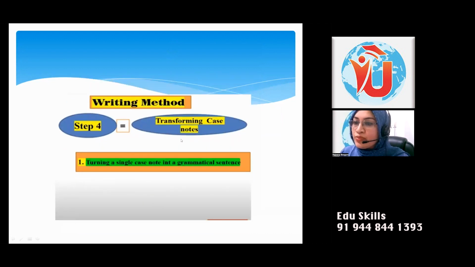Then step 4, transforming the case notes. Here it is the challenging part for the nurses. As friends, we all know that many of us studied in the Malayalam medium, and we are not very competent to write in very big sentences and all those things. So this is the little challenging part for us. That is why we are getting lower scores in the OET writing. So your part is to create competence in transforming the single case notes into meaningful grammatical sentences. If you keep on practicing in this area, you can achieve your score.